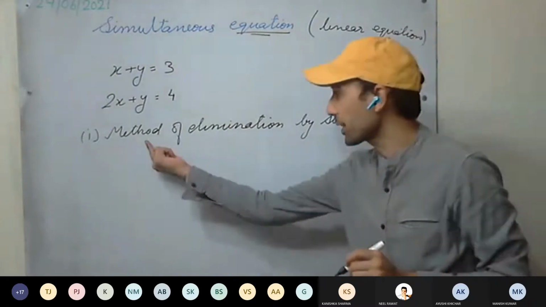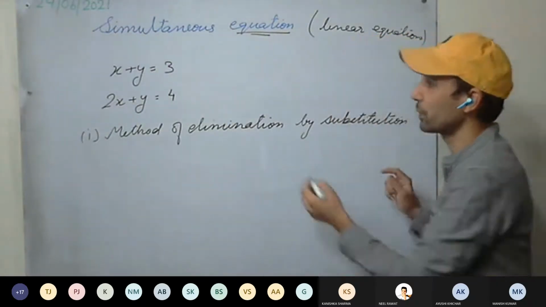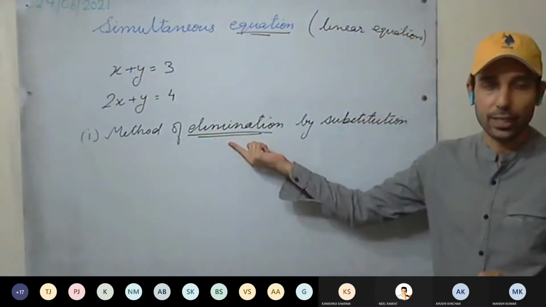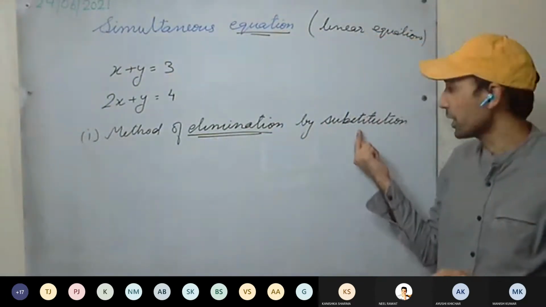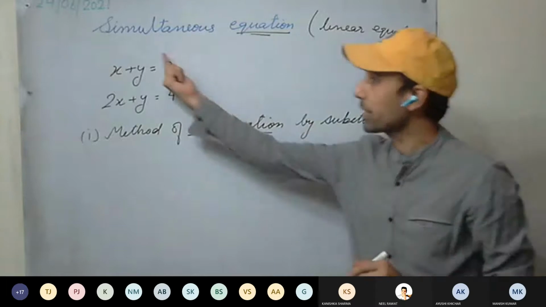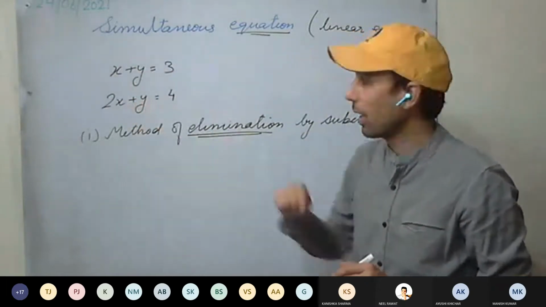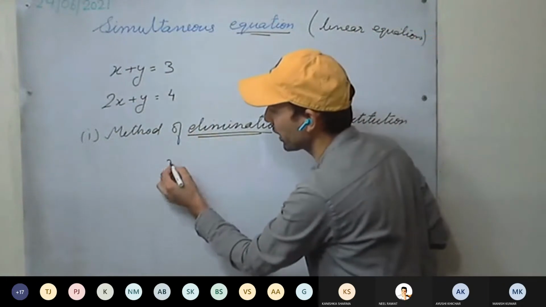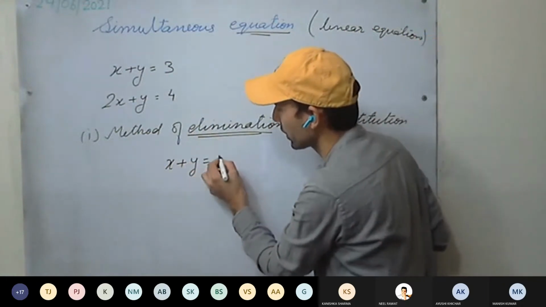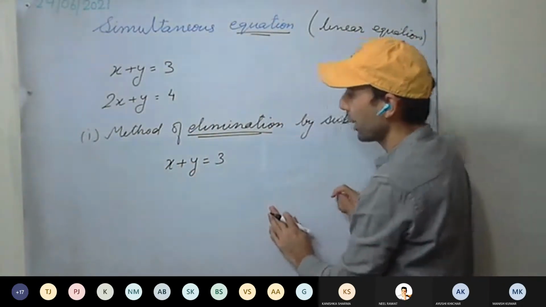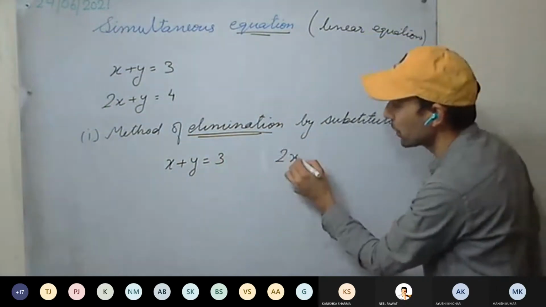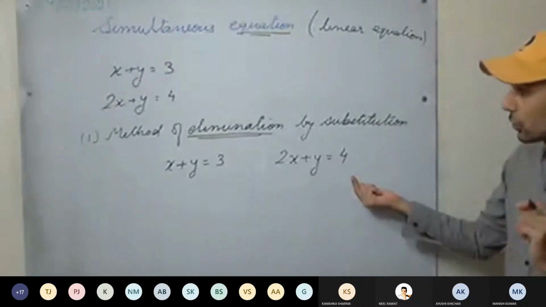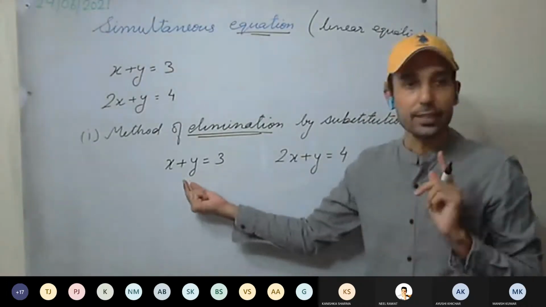So the first method is the method of elimination by substitution. That is, we'll be eliminating something by substituting something. So see here, I'm taking this question. It is the method of elimination by substitution. So the first equation we are writing is x plus y equal to 3, and our second equation is 2x plus y equal to 4.